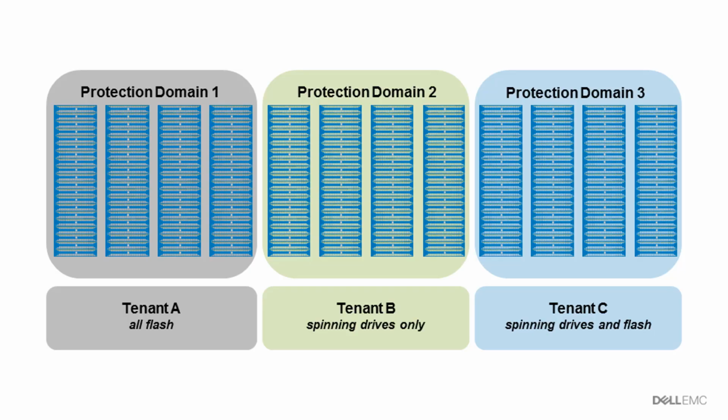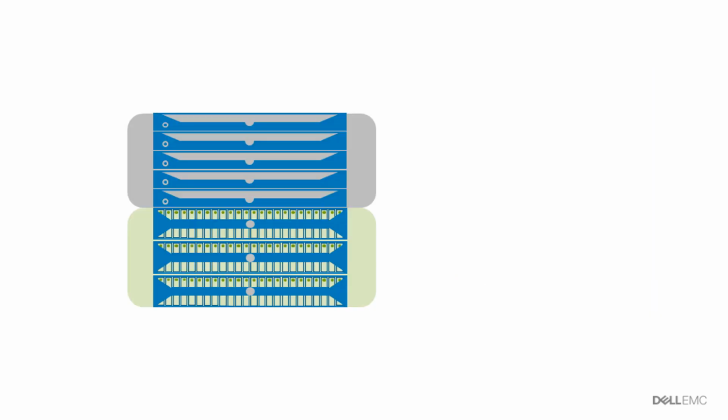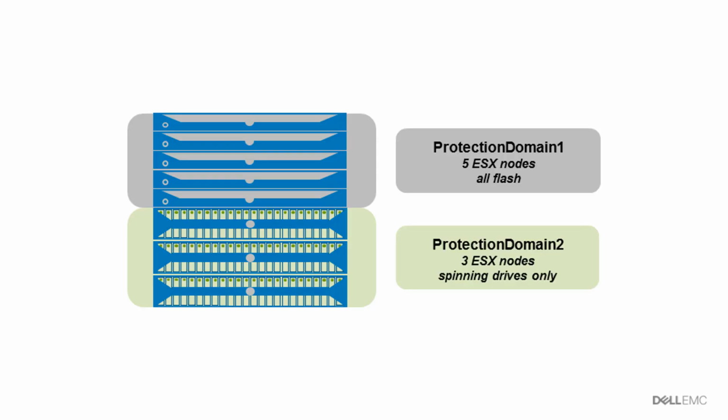Today we will look at protection domains on a small ScaleIO cluster. Let's take a look at that demo system layout. This video features an 8-node ScaleIO cluster divided into two protection domains, Protection Domain 1 and Protection Domain 2. Protection Domain 1 consists of all flash nodes and is used for performance-oriented tenants and applications. Protection Domain 2 consists of nodes containing only spinning media and is used for capacity-intensive applications.